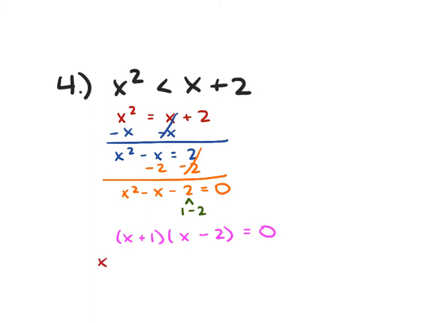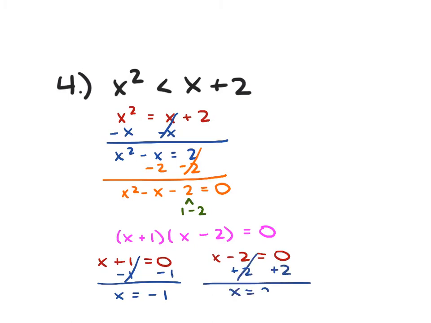From here, I'm going to take that x plus 1, set it equal to 0. X minus 2 is equal to 0. I move the 1 over by subtracting it from each side to get x is equal to negative 1. I add the 2 over. I get x is also equal to 2.